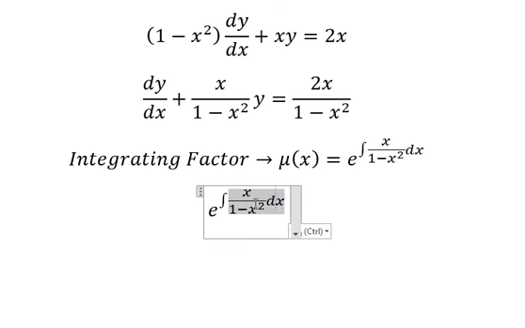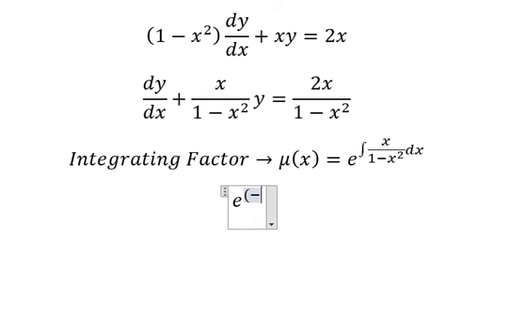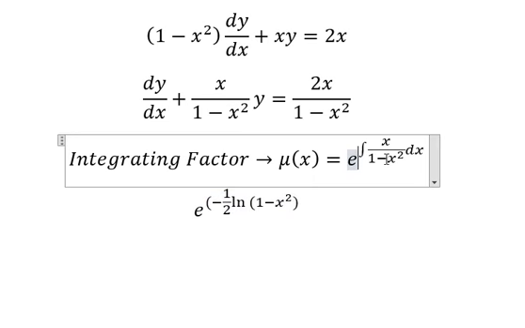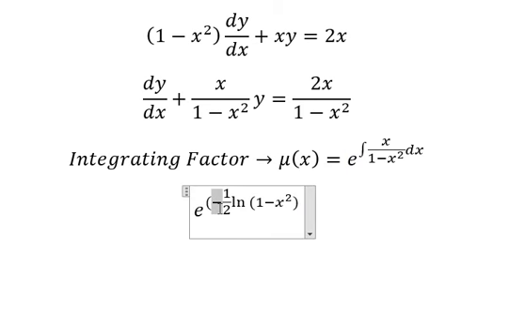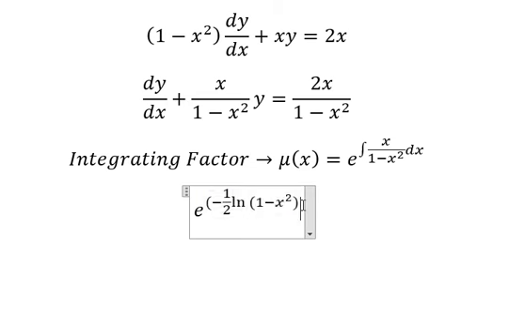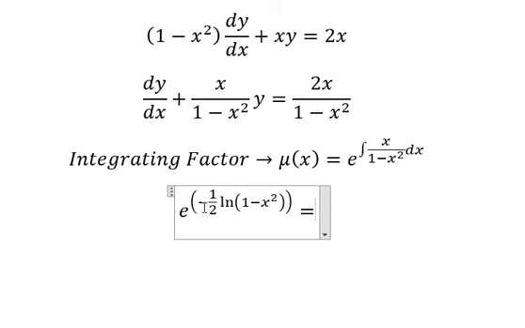The integration of this one, you get negative 1 over 2 ln of 1 minus s squared. Because we have the negative sign in here, that's why you get negative. But because they are missing the number 2, that's why we need to have 1 over 2 in here. Next, I will put negative 1 over 2 inside the natural log.